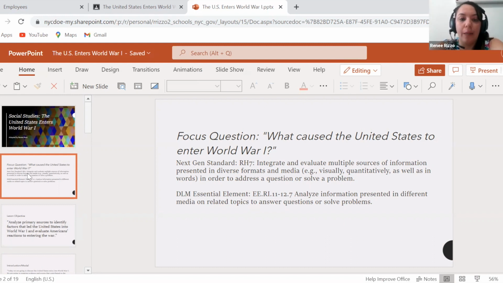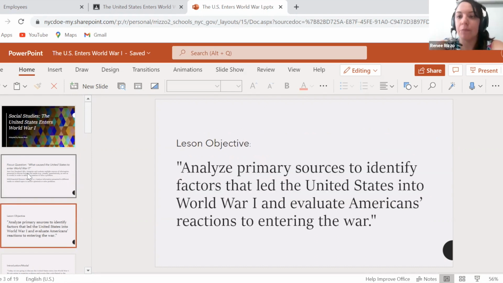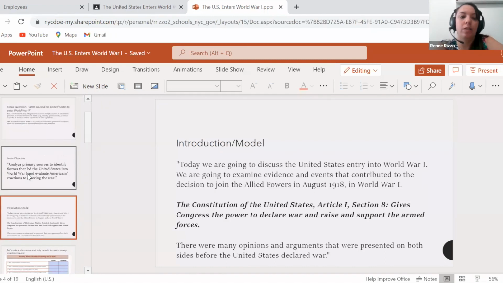Next Gen standard that I believe was addressed: RH7. Integrate and evaluate multiple sources of information presented in diverse formats and media in order to address a question or solve a problem. The DLM essential element: analyze information presented in different media on related topics to answer questions or solve problems. These are both 11th through 12th grade standards. The lesson objective: analyze primary sources to identify factors that led the United States into World War I and evaluate Americans' reactions to entering the war.